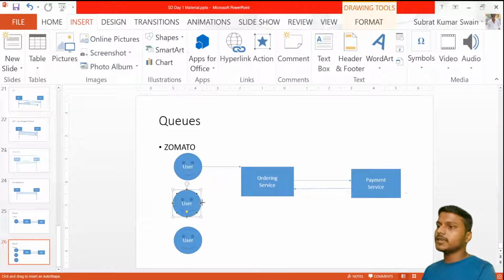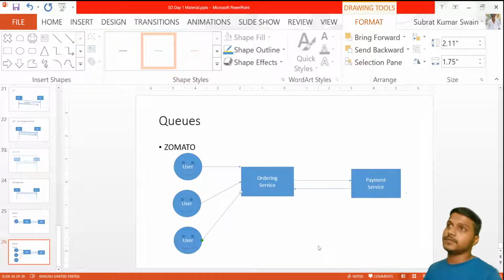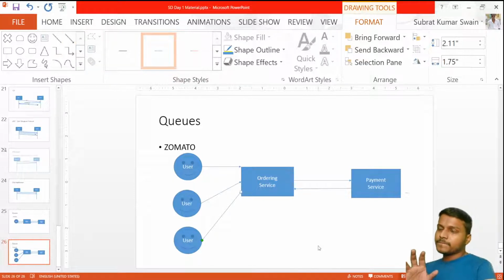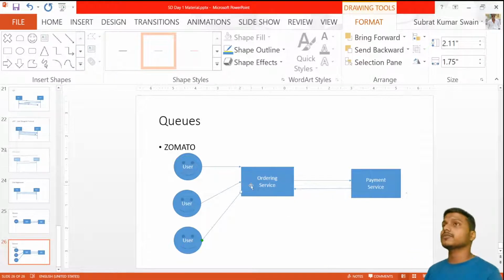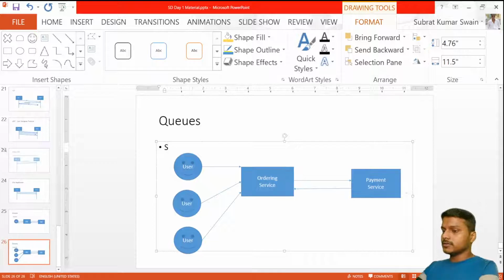They need biryani. Obviously, dinner time or lunch time would be common, right? More or less common. So they are putting requests at the same time to the ordering service. So when you are using a synchronous system, here I am talking about the synchronous flow of the process. If the process flow is synchronous, what will happen?